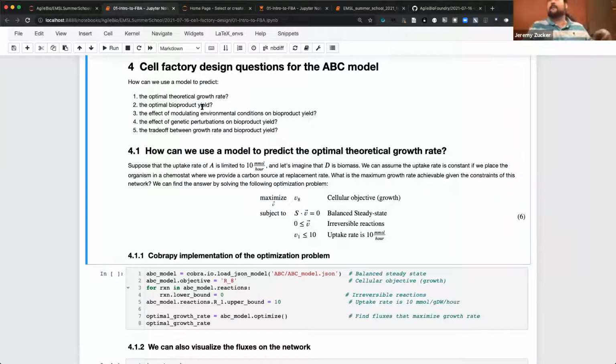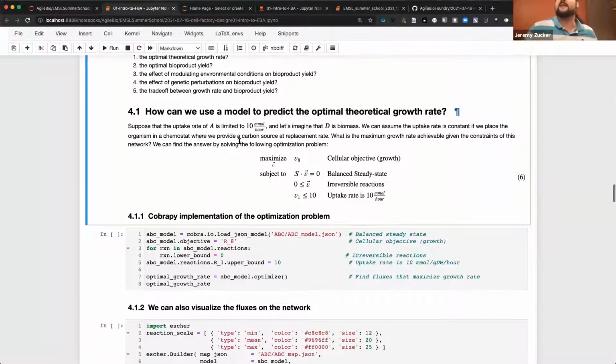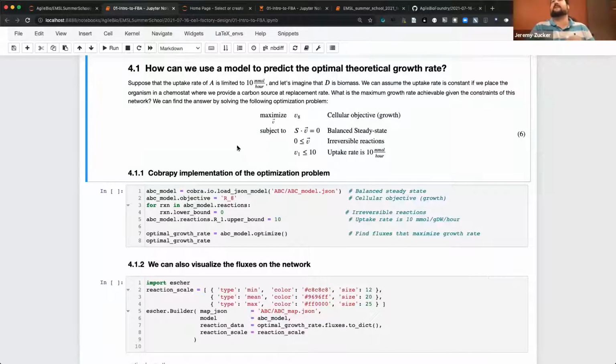So let's start off with the first question. How can we use a model to predict the optimal theoretical growth rate? Suppose the uptake rate of A is limited to 10 millimoles per hour. And let's imagine that D is biomass. Okay, so we can assume the uptake rate is constant if we place the organism in a chemostat where we provide a carbon source at replacement rate. So what is the maximum growth rate achievable given the constraints of this network?